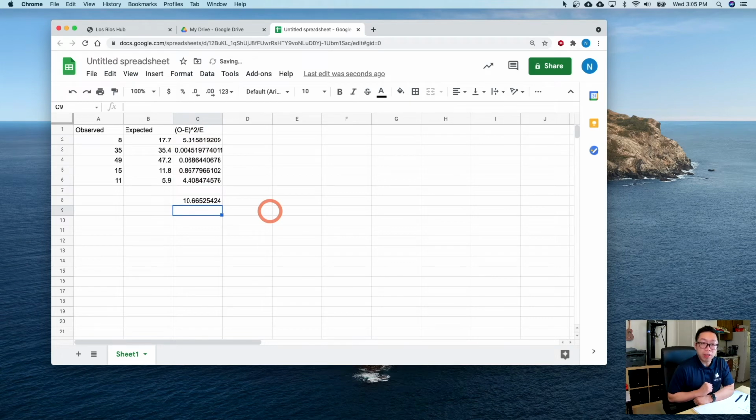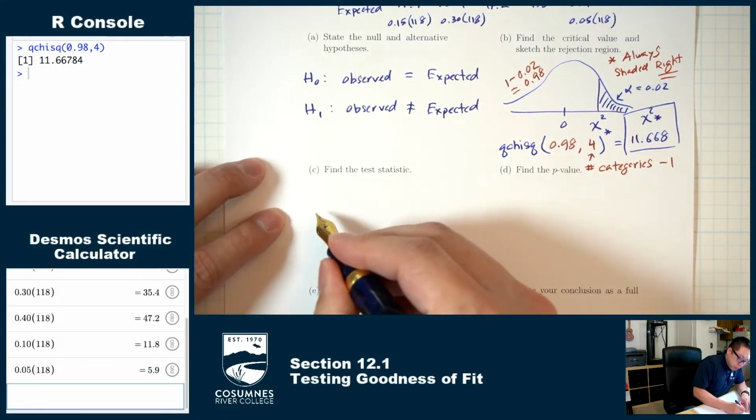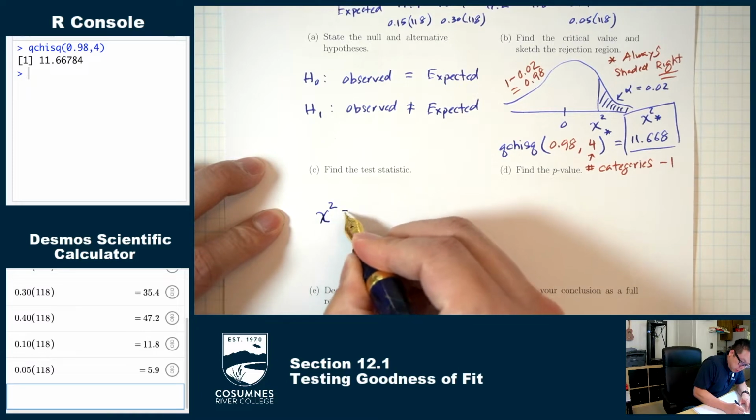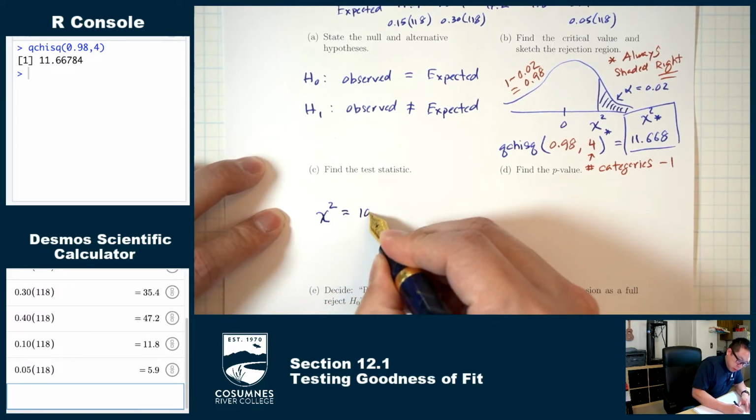And that's our chi-square test statistic. All right, so let me go back and write that down. The test statistic that we found was chi-square. It was 10.665. That's rounded to 3 decimal places.